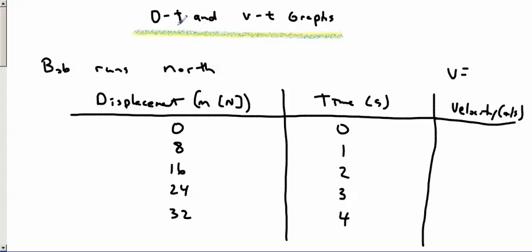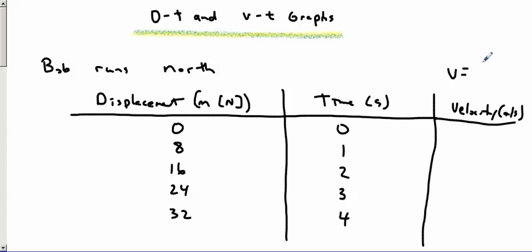All right, let's talk about DT and VT graphs. Got good old Bob running north. At time 0 he hasn't gone anywhere, his distance, or displacement, is 0. After 1 second he's 8 meters north, 2, 16, 3, 24, 4, 32.